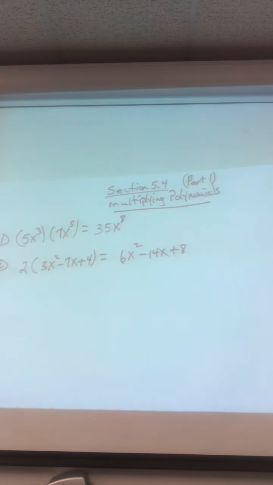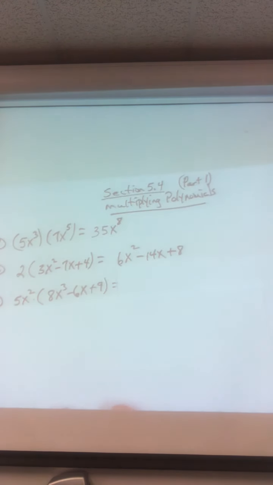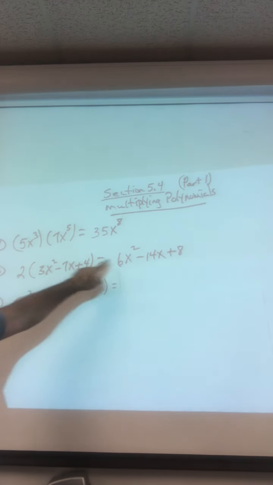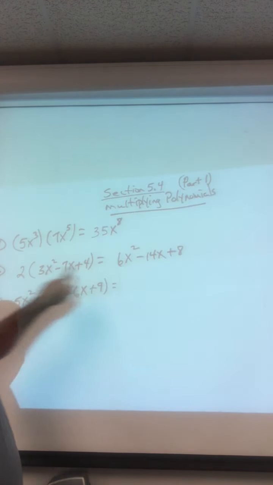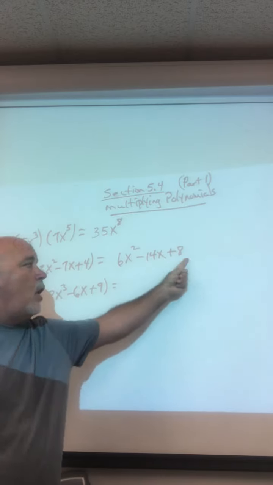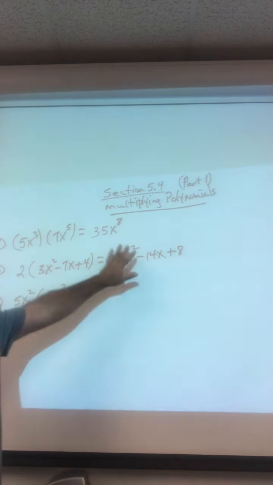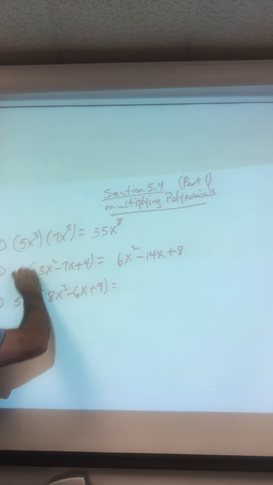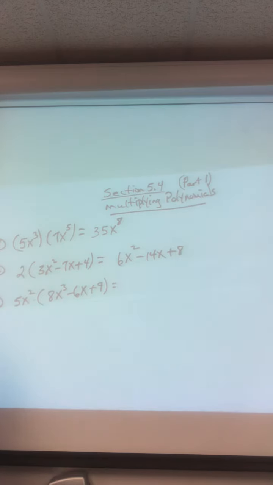you get this. And by the way, after you distribute that, you cannot combine any of this together. That's 6x squared minus 14x plus 8, but those are all unlike terms, so that's your answer. But you're still multiplying one polynomial, yes, that's a polynomial, times another polynomial. All right, pause the video and write this next example down.